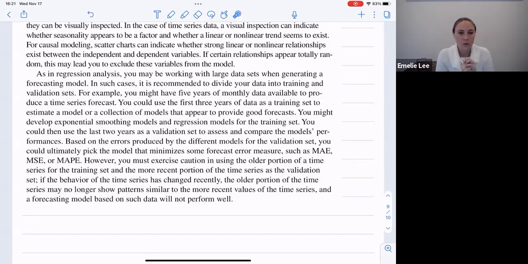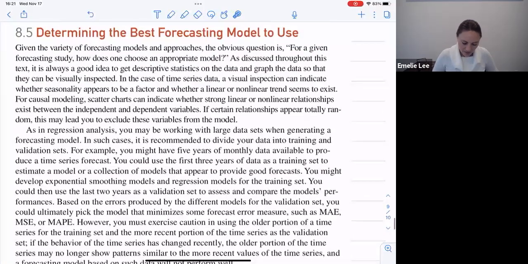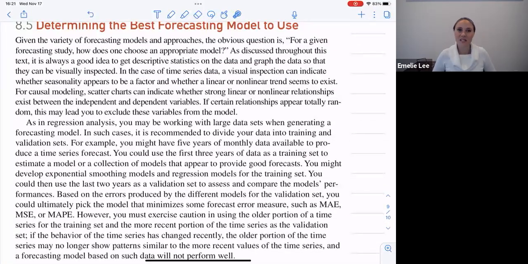Okay. So I can see I'm really out of time, but that's an introduction to time series. There you go. If you have any questions, let me know. Otherwise, I will see you on Friday to practice some of this in R.